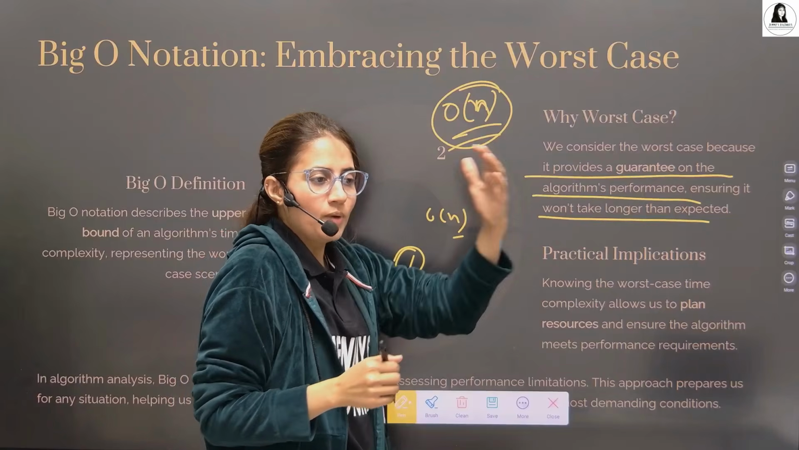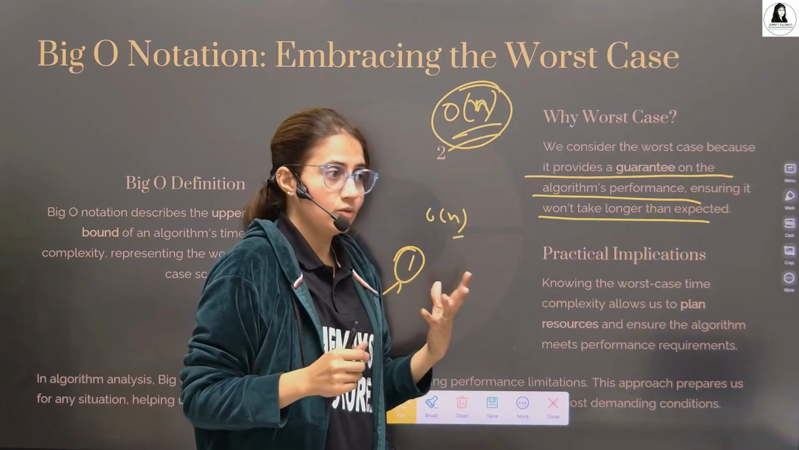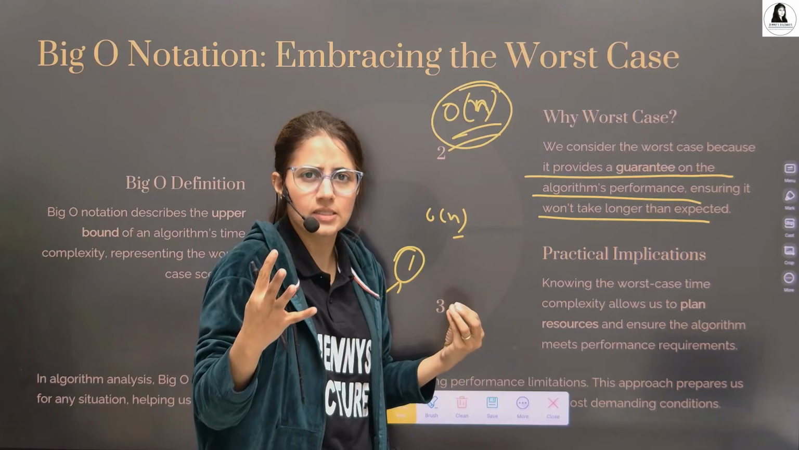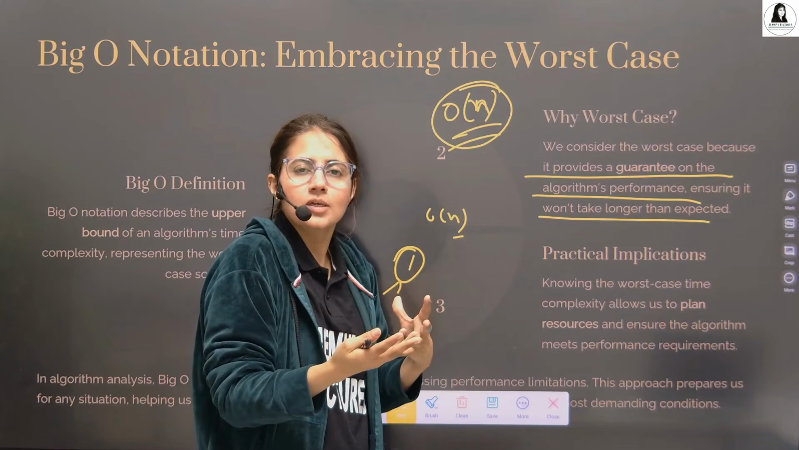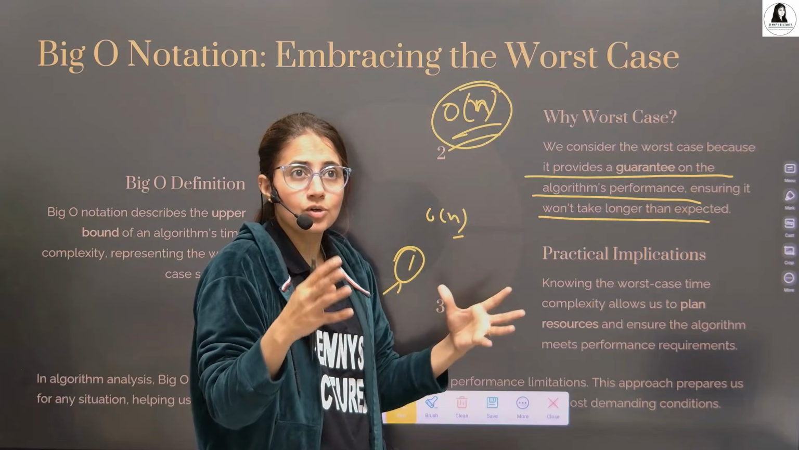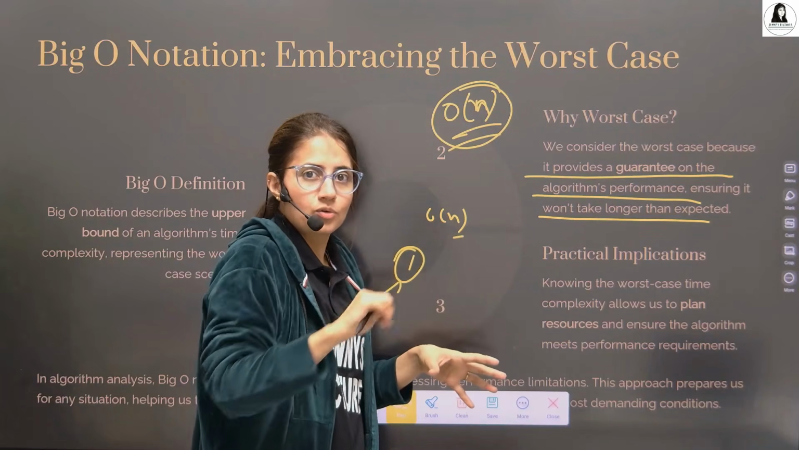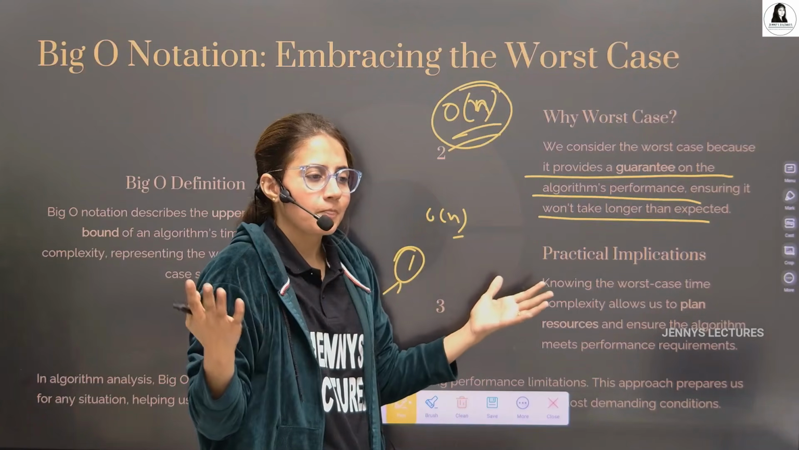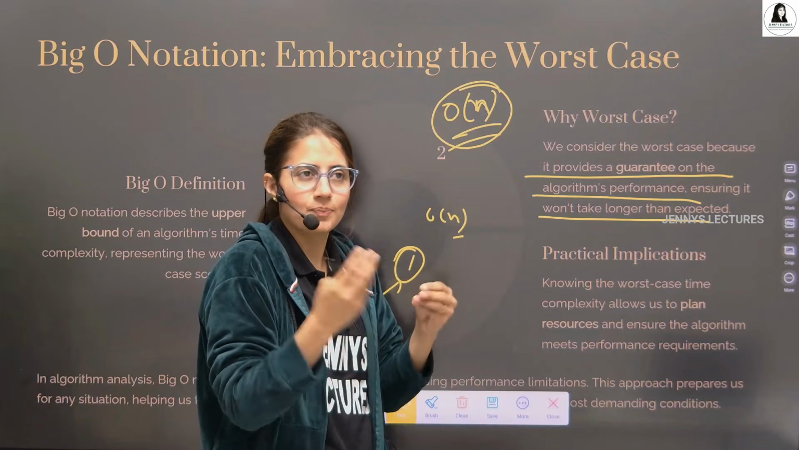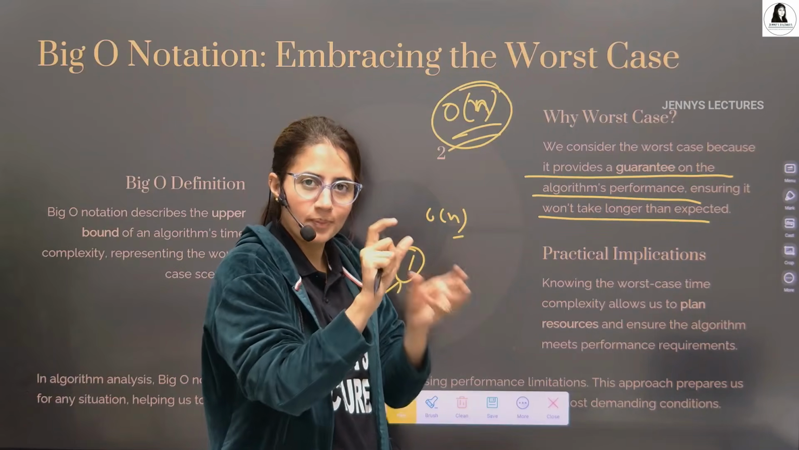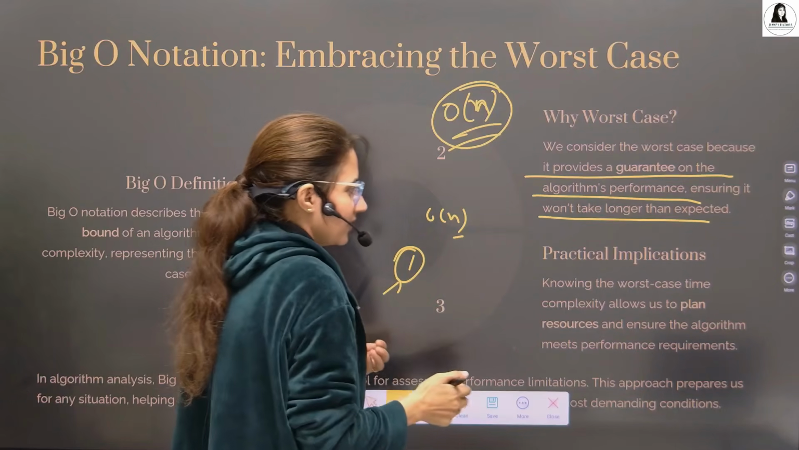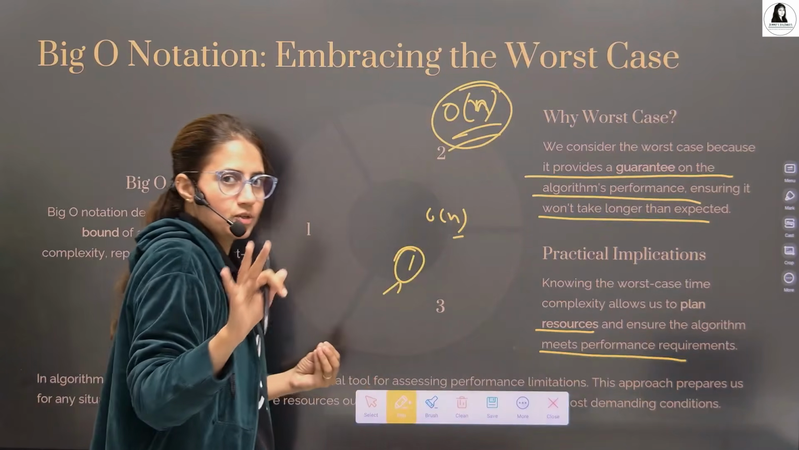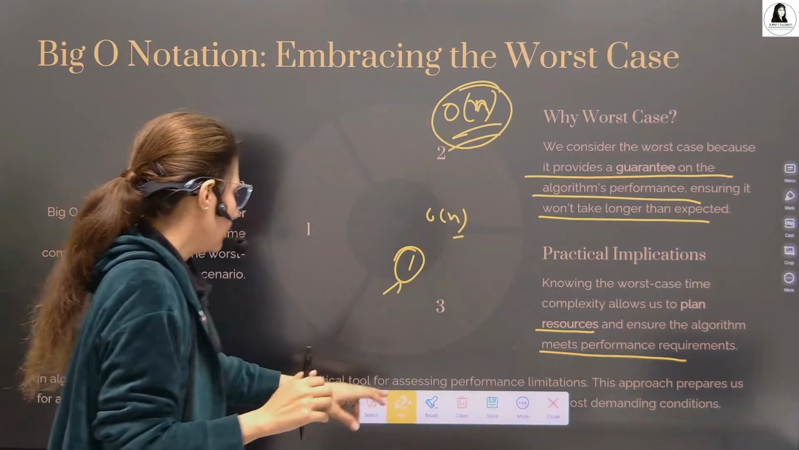Like if you are going to Mahakumbh and you know the worst situation, that you can be stuck there for 2 or 3 days in traffic. That is the worst case, not more than that. So you plan accordingly. If there is no other choice and you have to go by road in your own car, maybe you carry extra food, your power bank and all. So you prepare according to that situation. That's why it allows us to plan the resources and ensure the algorithm meets performance requirements.